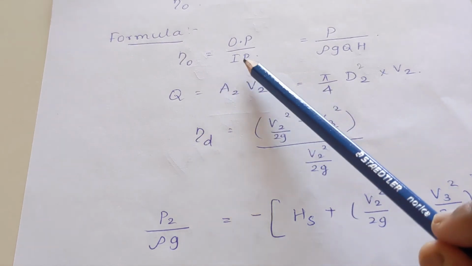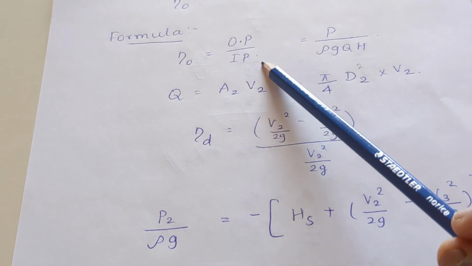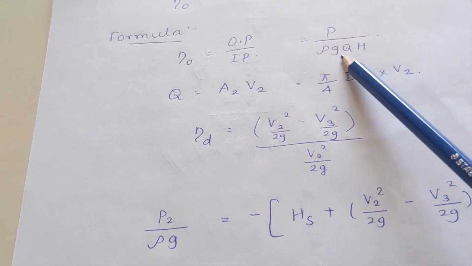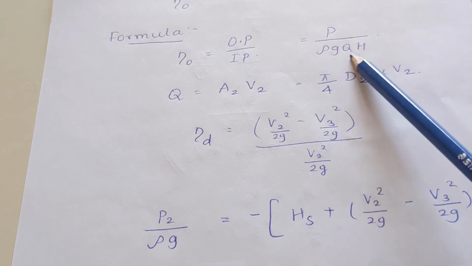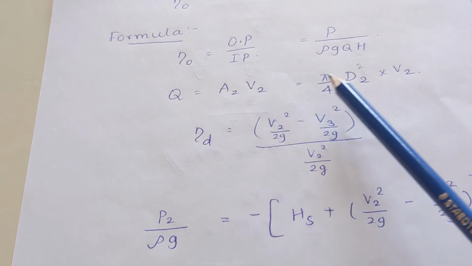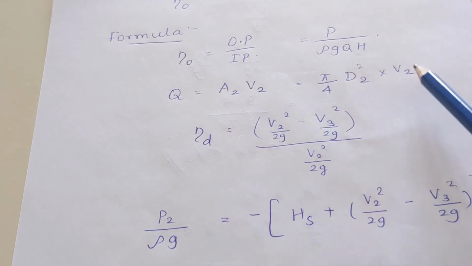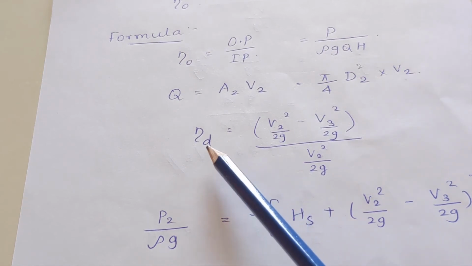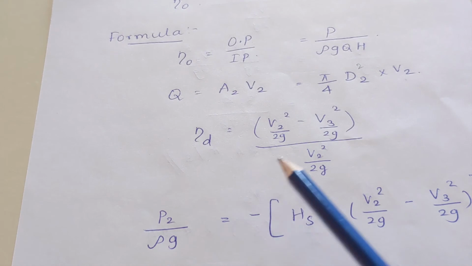Clear? Eta O is equal to output power divided by input power. Output power is given, input power is rho G Q into H. We don't know what is Q. How to find Q? We know the formula, area into velocity. Area is pi by 4 D square, into V2. We don't know what is V2. For finding V2, they have given the draft tube efficiency. The draft tube efficiency formula is written.